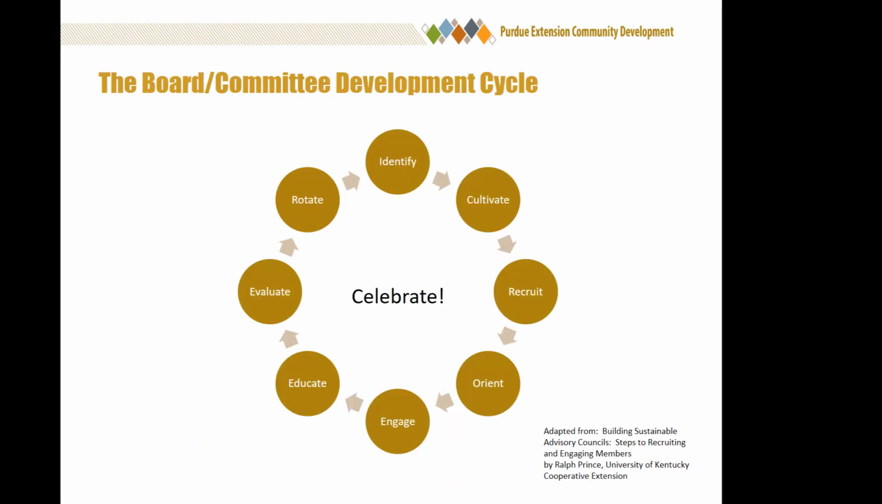This slide illustrates the development cycle of boards and committees, which can be followed as we build and develop our program area advisory committees as well as our extension boards.